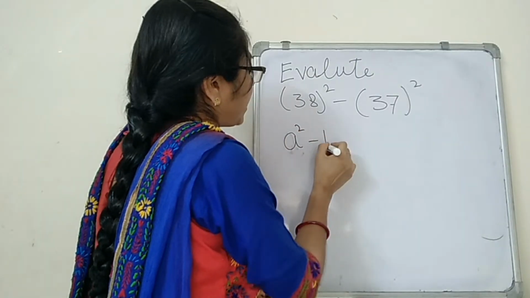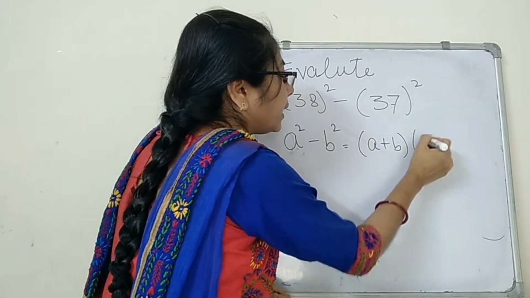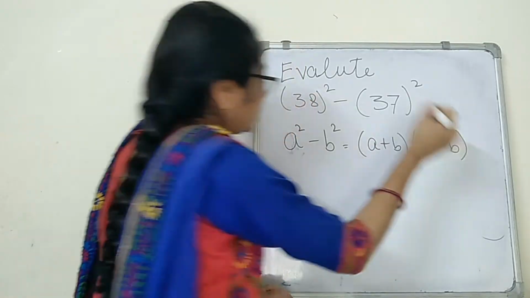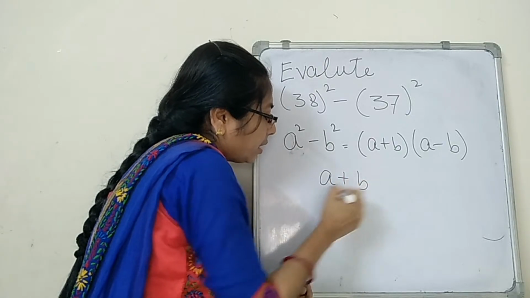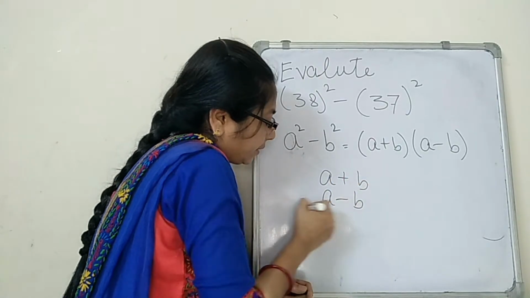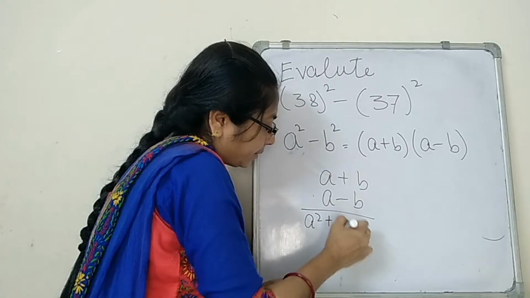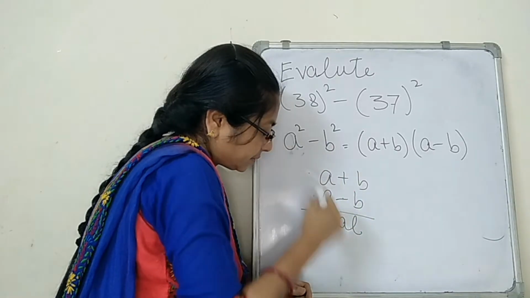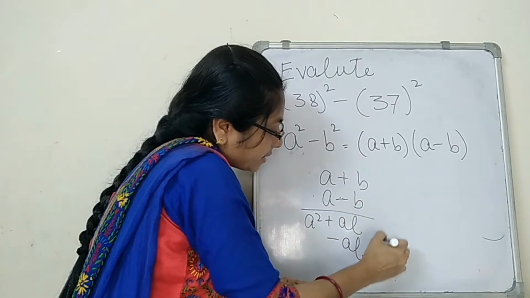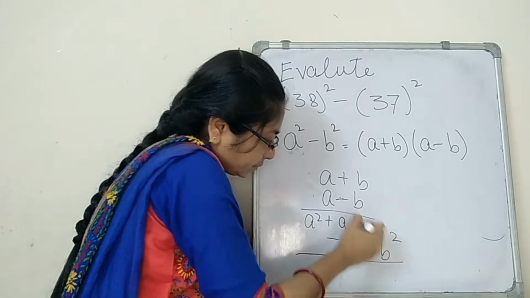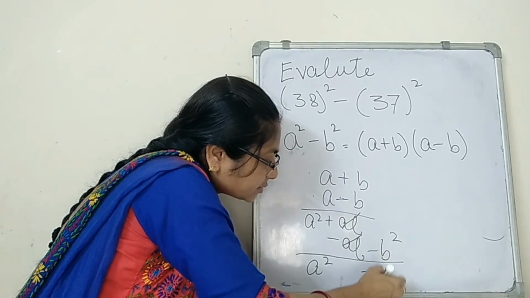a square minus b square equals (a plus b)(a minus b). How can you get it? I do it one more time. A plus b multiply a minus b: a square plus ab minus ab minus b square. This one I cancel. What is the rest? A square minus b square.